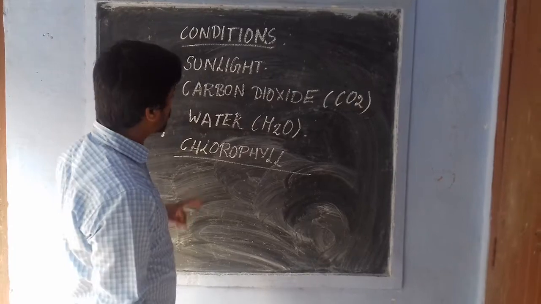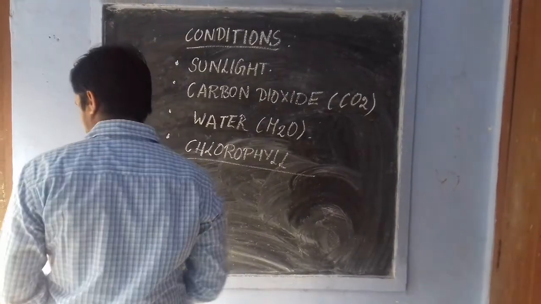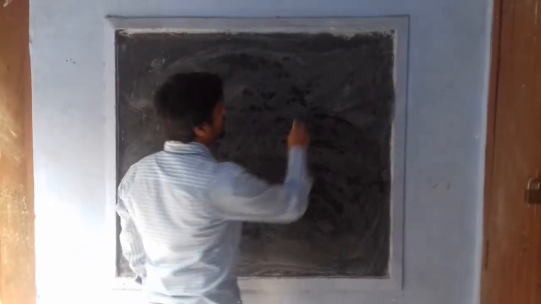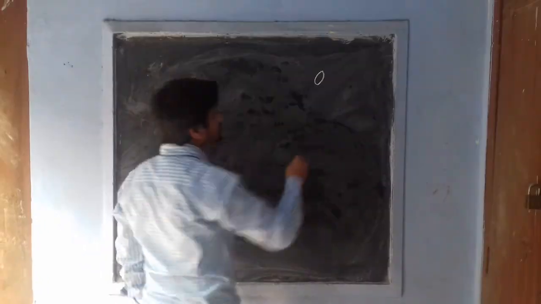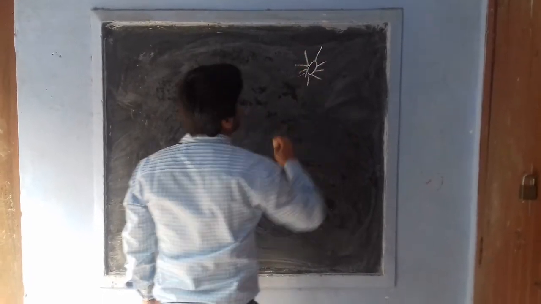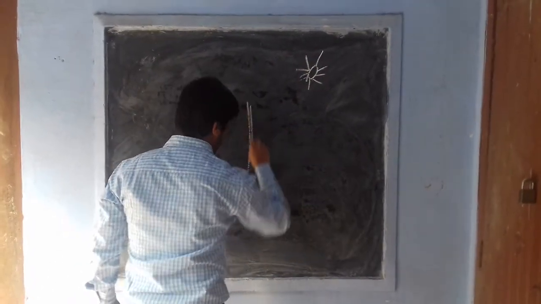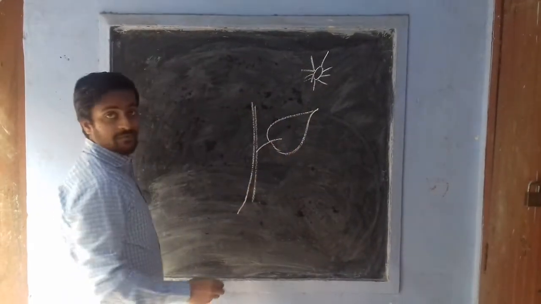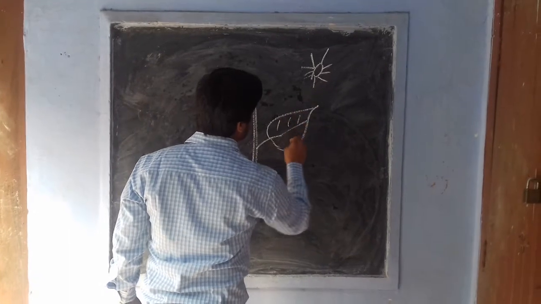Now, all these four conditions are necessary for the process of photosynthesis to take place. The sunlight which is necessary for photosynthesis is obtained from the sun. In the plants, the process of photosynthesis usually takes place in the leaves.